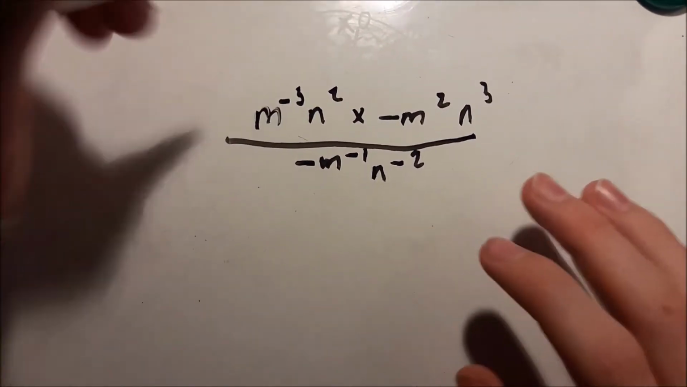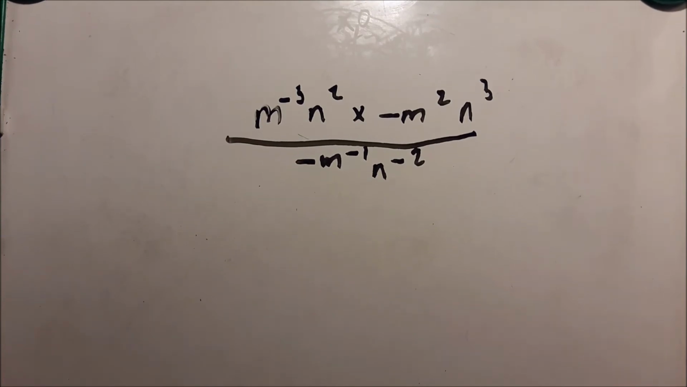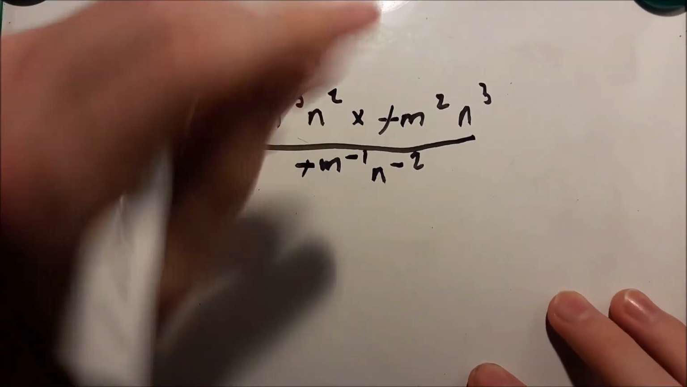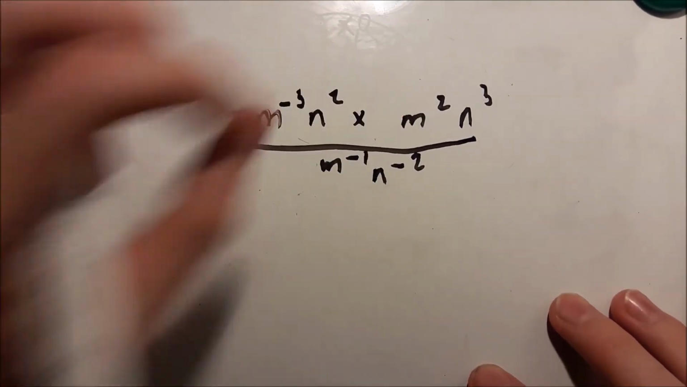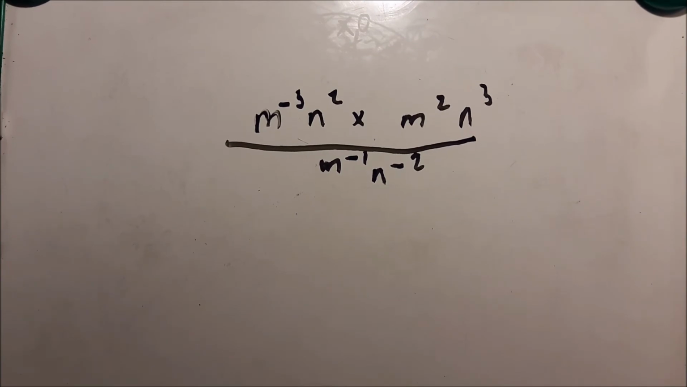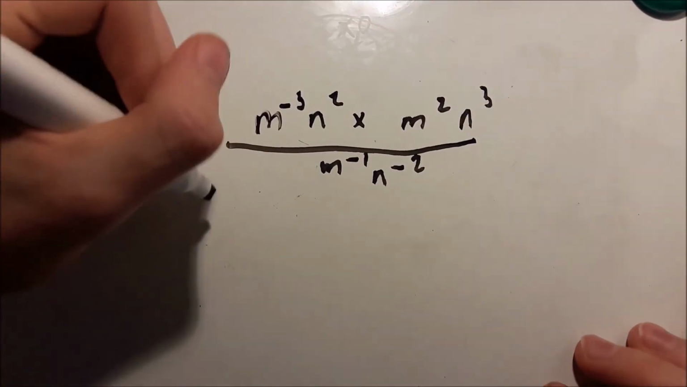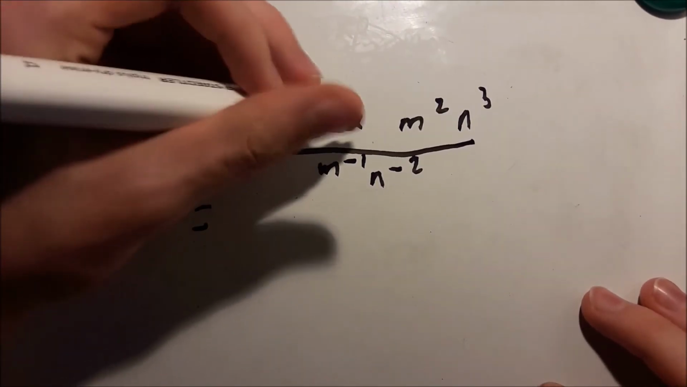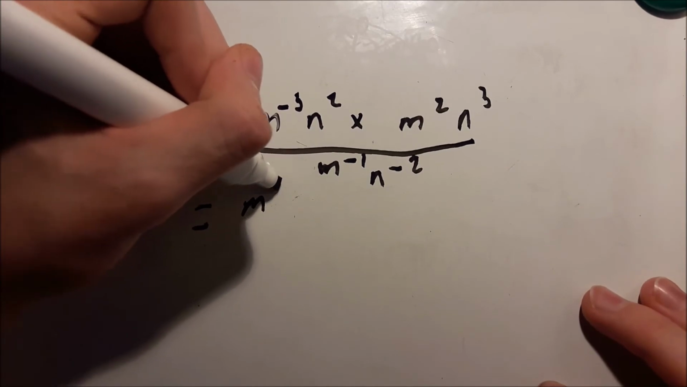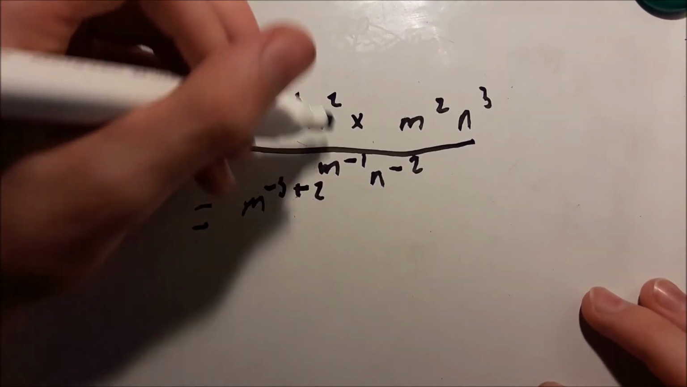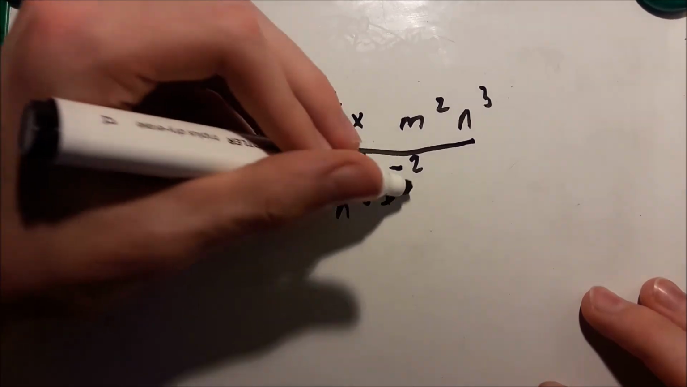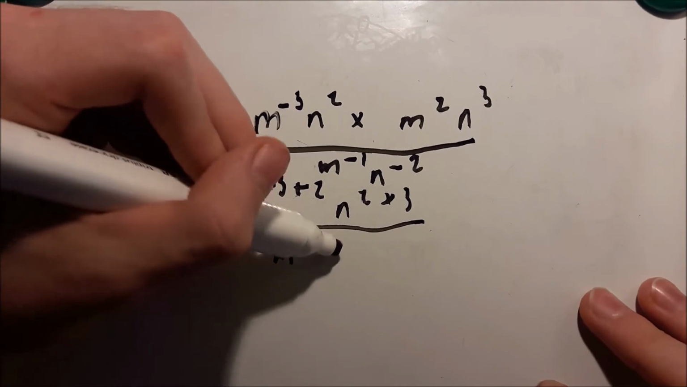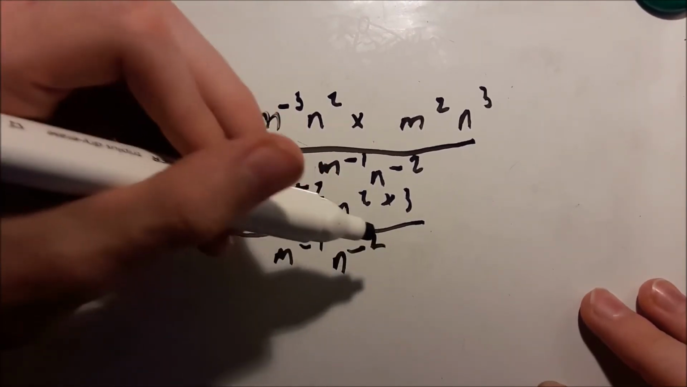Now it's like, okay, this is a big sum, okay? Where do we start? So what we can start doing is saying, okay, these two minuses cancel out, so those minuses aren't there, okay? Now, let's do the top part first, okay? So that means it's m to the power of negative 3 plus 2 and n to the power of 2 plus 3, over m to the power of negative 1 and n to the power of negative 2.